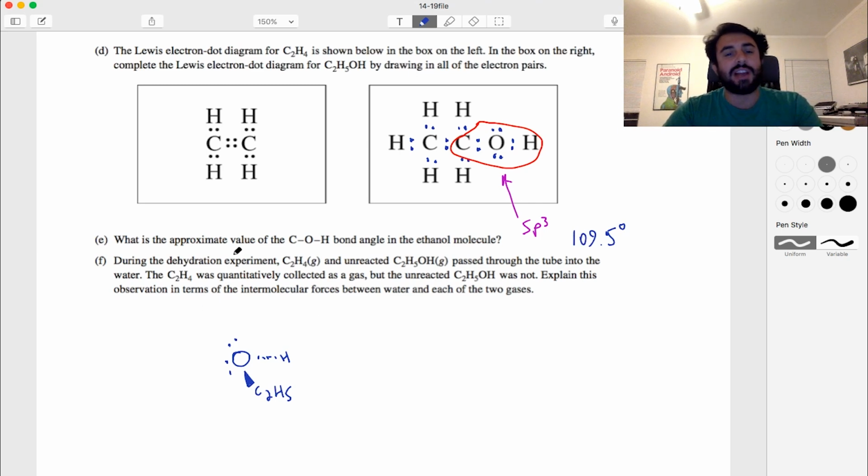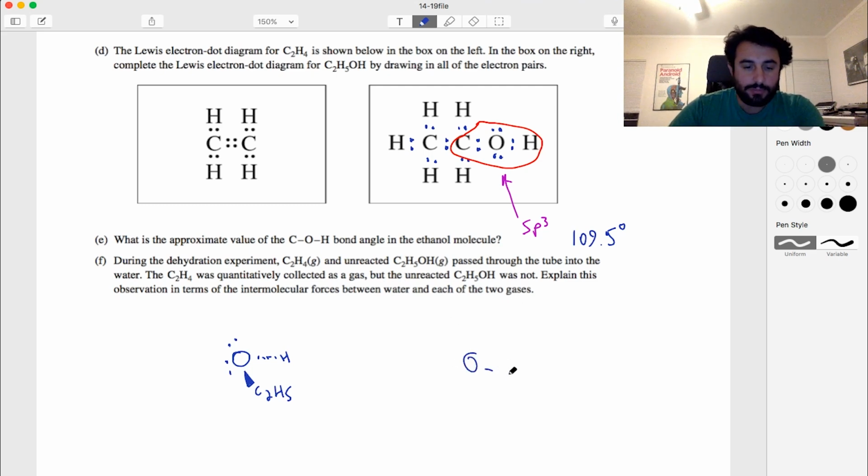And then finally, during the dehydration experiment, the ethene gas and unreacted ethanol. So remember earlier, that's why we didn't get a percent yield of 100%, because some of the ethanol does not react, but nevertheless evaporates and goes through the tube. But these both pass through the tube into the water. The ethene was quantitatively collected as a gas. We get all of that up in the top of the tube. But the unreacted ethanol was not. So the ethanol vapor does not go up into the top of the tube. Explain this observation in terms of the intermolecular forces between water and each of the 2 gases.